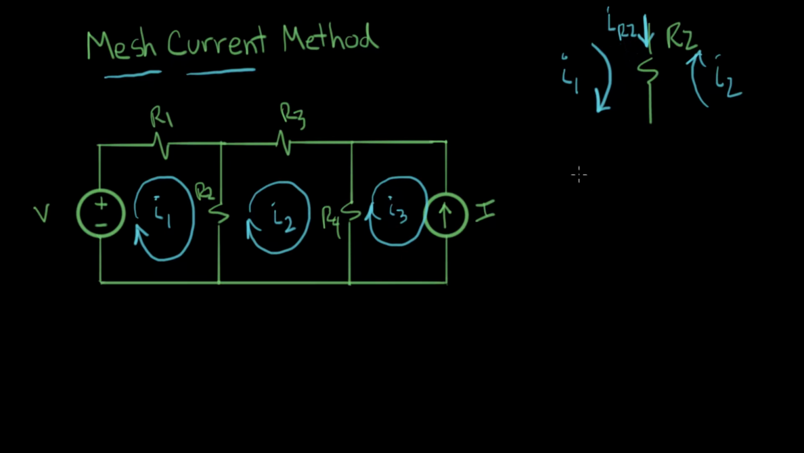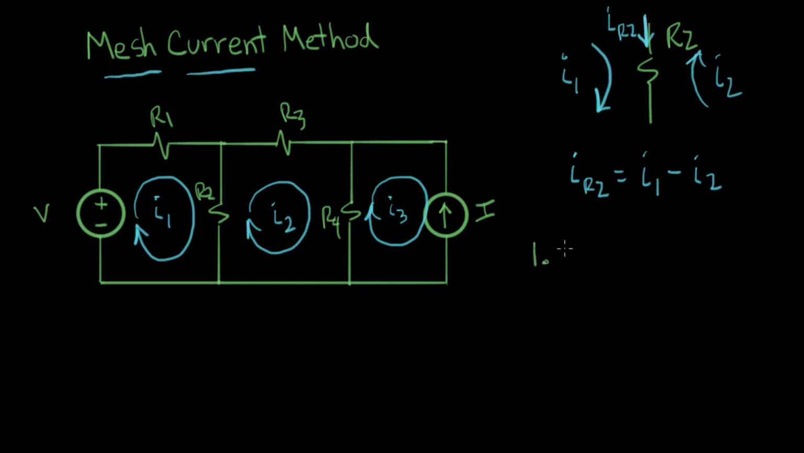So if we wanted to know IR2, it would be the sum of these two currents. Now, I1 is flowing in the same direction as IR2, so this equals I1. And I2 is going in the opposite direction, so it gets a minus sign. And if we somehow knew I1 and I2, this is how we would compute the actual current that's flowing in R2. So next, since this is a method, I want to list out the steps of the method.